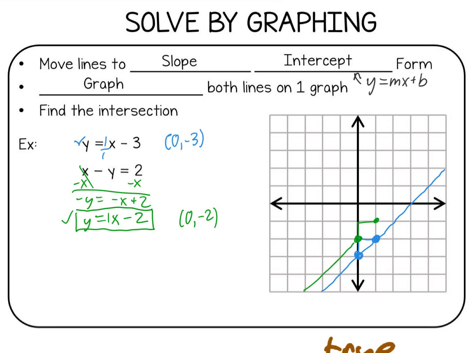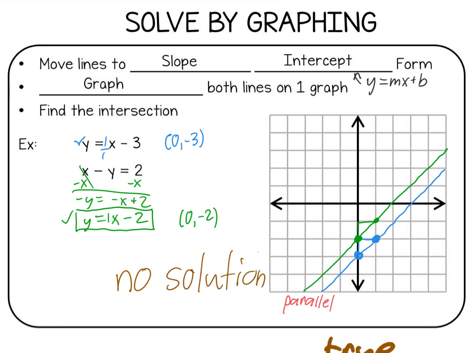Now that we've drawn both lines, let's do the final step to solve by graphing and find the intersection. Notice how these two lines have the same slope but different y-intercepts, meaning they are parallel. Parallel lines never touch, and so there will not be an intersection. Therefore, there are no solutions to this system.